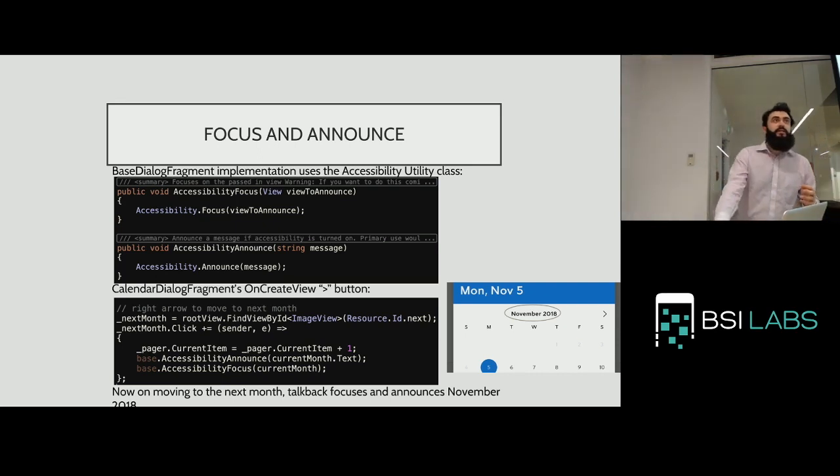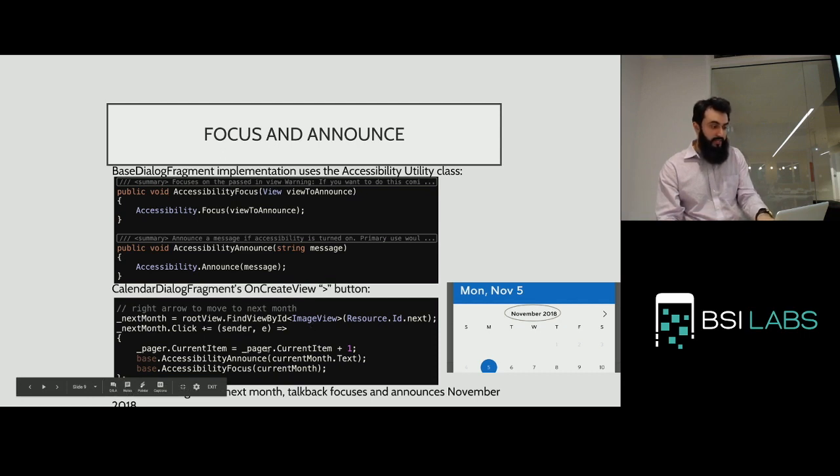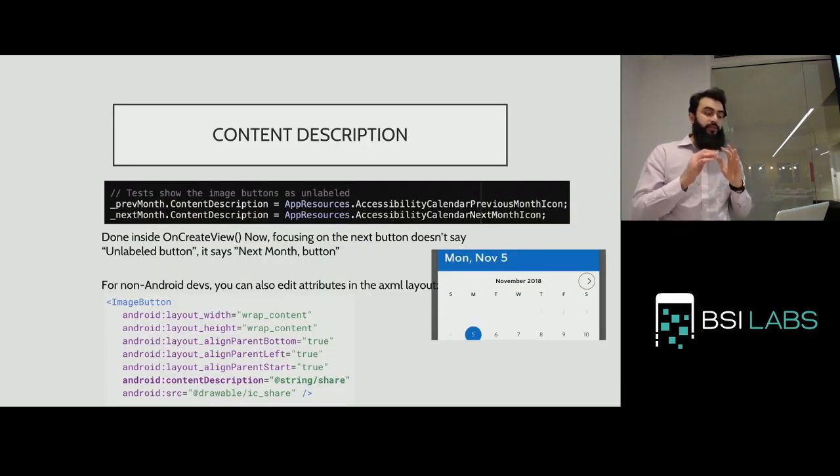So it's just stuff that's easy for us to do, but for a user, he doesn't know exactly what's going on. In this particular case, that's exactly what I'm showing over here. I'm saying, hey, as soon as you click on the next month, if you notice over here, click next month and then it'll change the page, but it'll also announce the current month and it'll focus on the current month. And I have this presentation up, I'll share it with you guys on my GitHub so you can see it. And then content description.